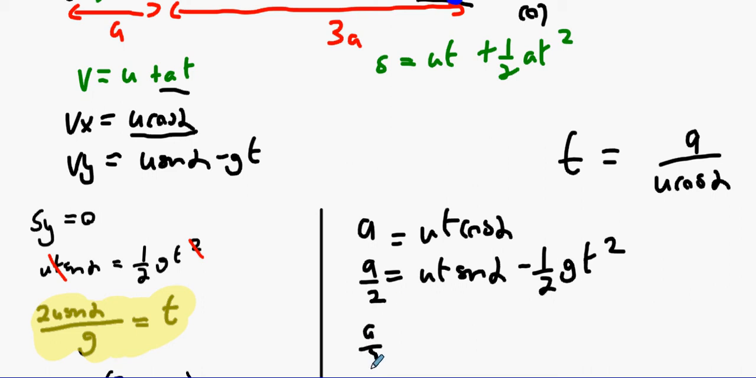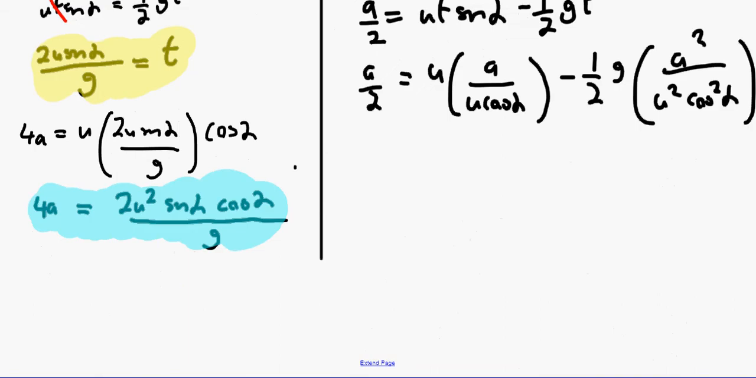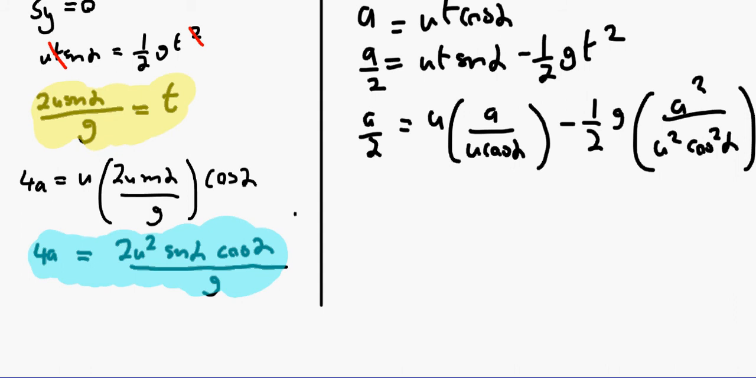Now just sub that into the other one. So you get A over 2 equals U times T, which is A over U cos alpha. And then minus a half GT squared, so it's going to be a half G, and then square that out, it's going to be A squared over U squared cos squared alpha. Alright, now you're very deep in the trenches here. Things are not looking good. Yes? What happened was I forgot it. Now it's back. Alright, good man.